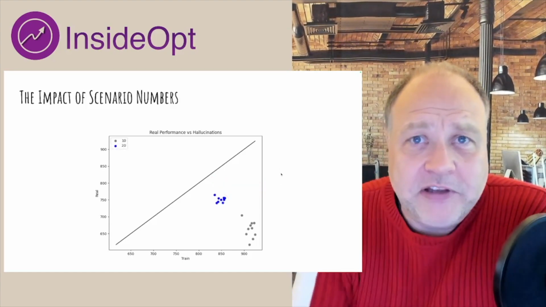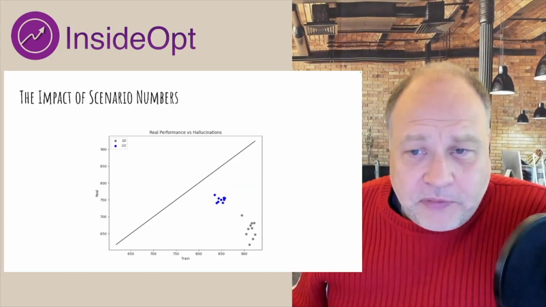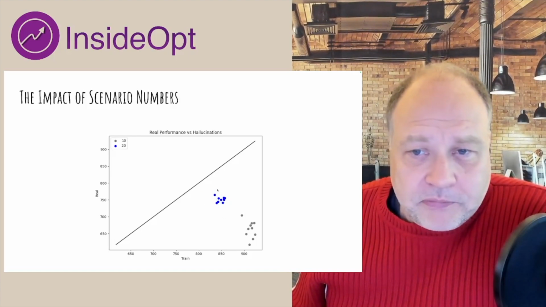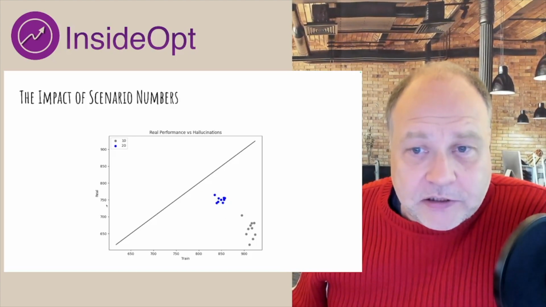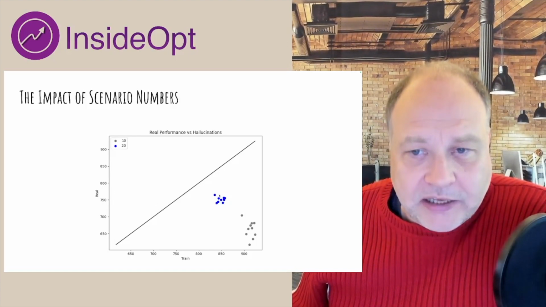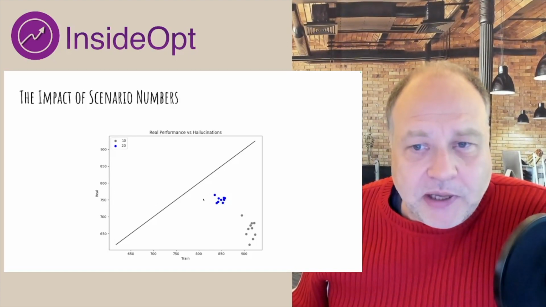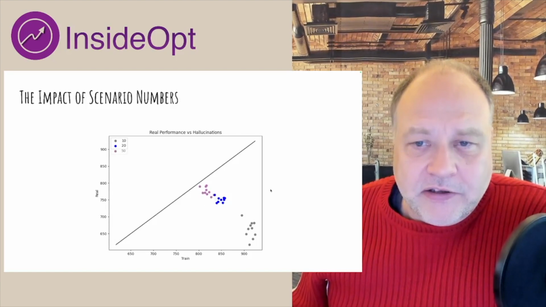What if I'm having 20 scenarios? You see that this starts moving up. So the solutions that you're getting, the real value of the solutions, is getting higher. And at the same time, the variance inside declines a little bit.